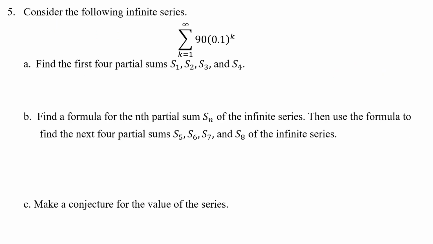All right, now let's suppose we have the following infinite series. Now we're not saying sequences anymore. We're saying series, because we have this summation. And we know that it's infinite because k is going from 1 up to infinity. So we have the summation of k going from 1 to infinity of 90 times 0.1 raised to the kth power. We want to find the first four partial sums.